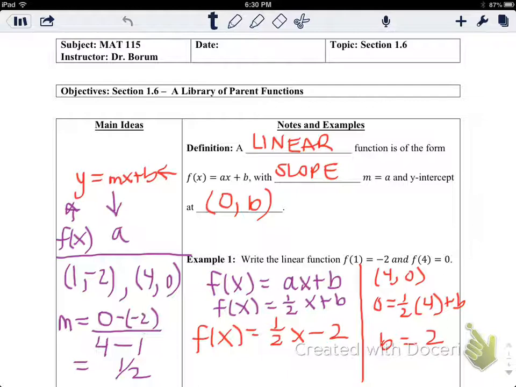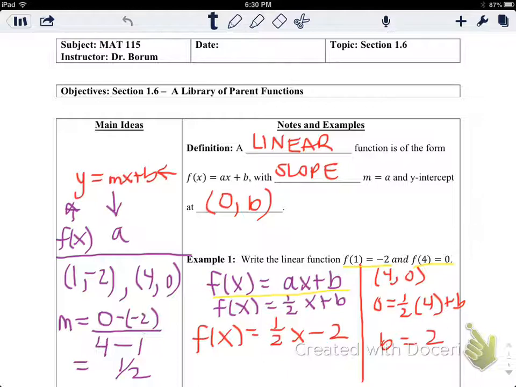So again, remember that f of x equals ax plus b. That's the general function for a linear function. And so example one is: write the linear function where f of 1 equals -2 and f of 4 equals 0.